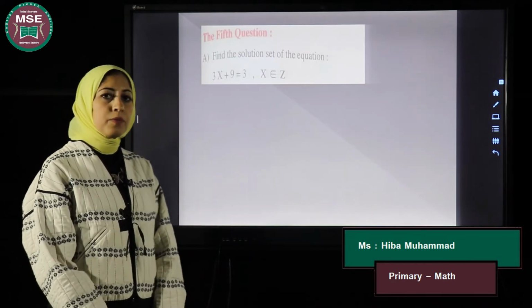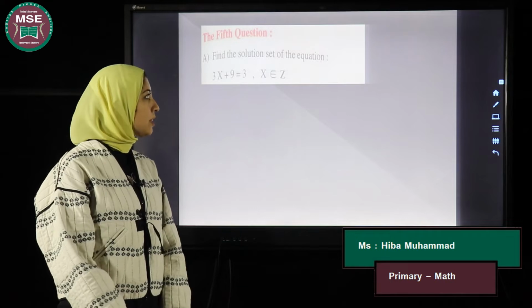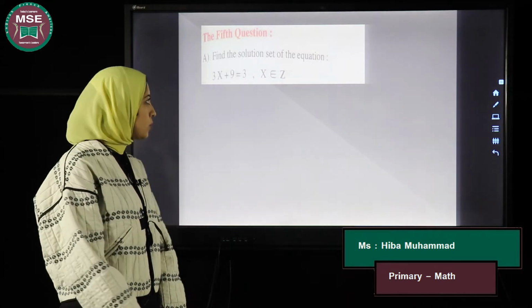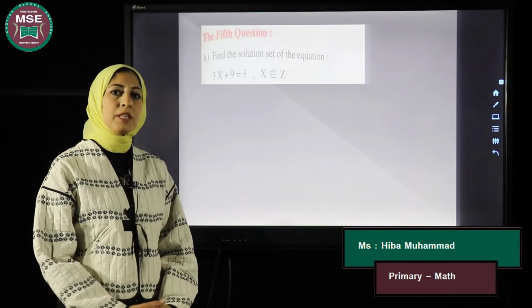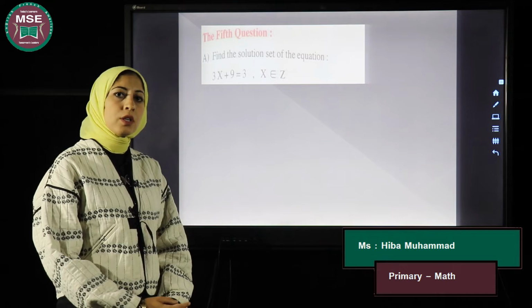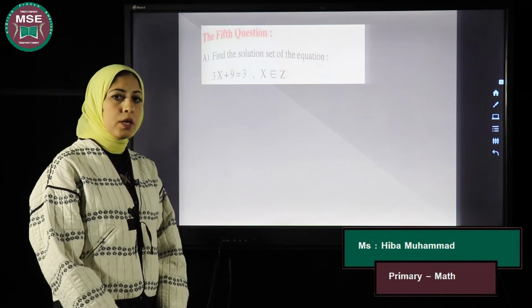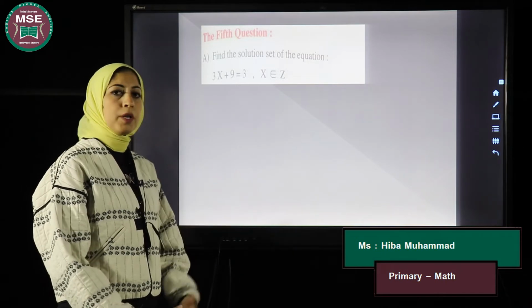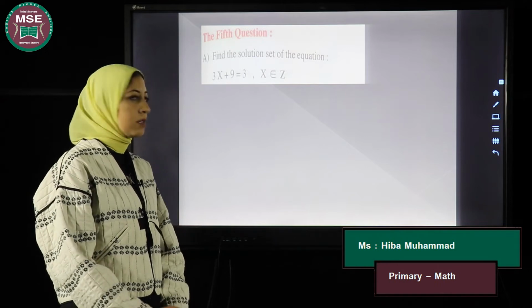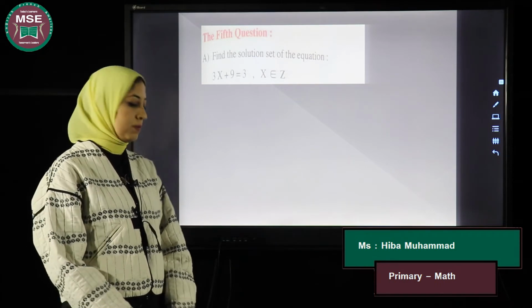The fifth question, find the solution set of the equation. I want to get the solution. Set means the answer. The answer inside the set of the equation. 3x plus 9 equals 3. And x belongs to Z. It means x from the set of integers.